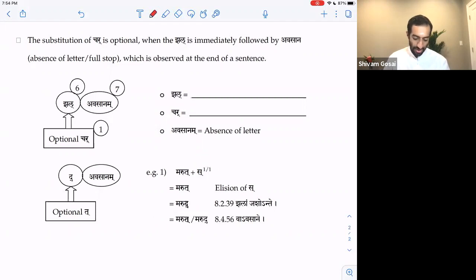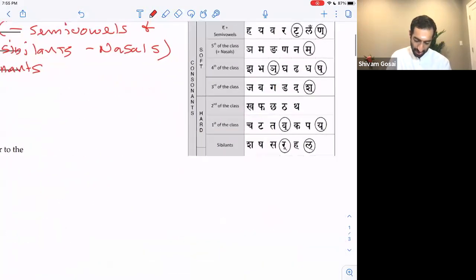The reason why we have two forms is because when I have a jal, what is jal? Any consonant minus nasal and minus semivowel. When I have that jal followed by an avasana. Avasana means absence of any letter following it, or a full stop, a period. So when I have a jal followed by nothing afterwards, I'm going to optionally get char. Optionally, it's going to be first of the class. Char is first of the class plus sibilants.